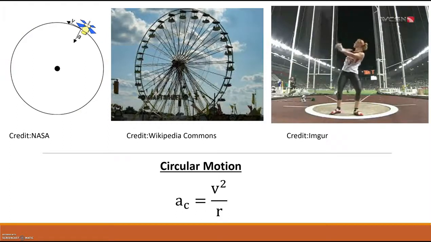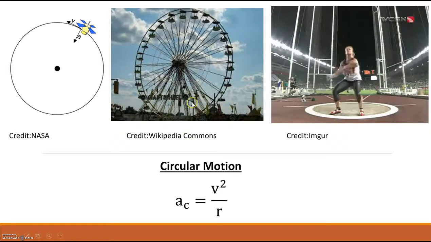And so we have circular motion all around us. So that is dealing with planets going circular around other planets. For our case, the moon's going around the Earth. Satellites are orbiting around the Earth. We're orbiting around the sun.